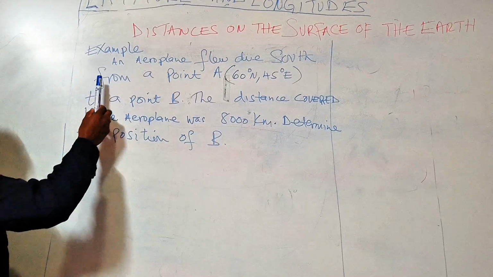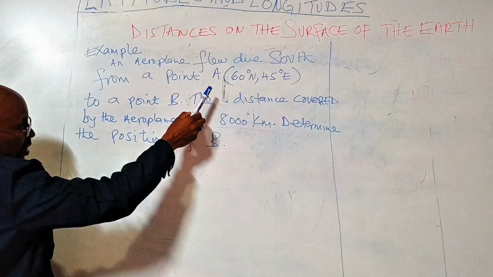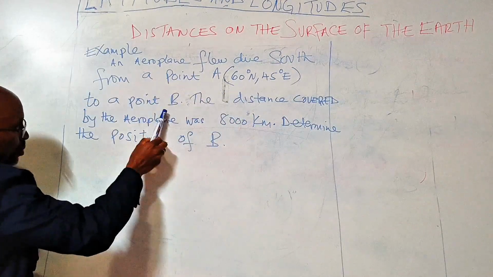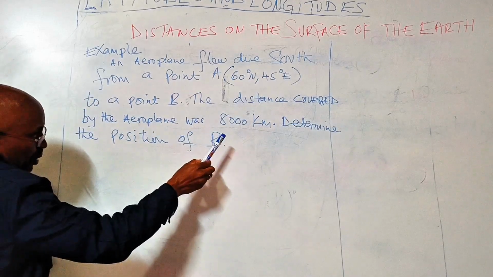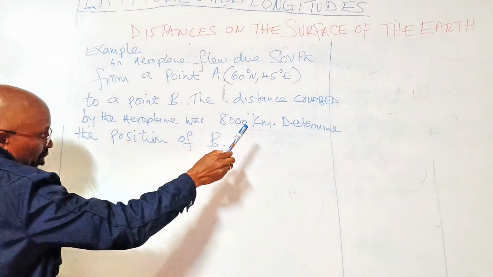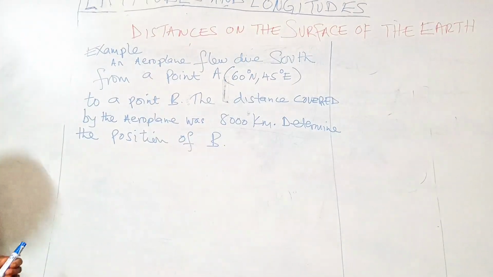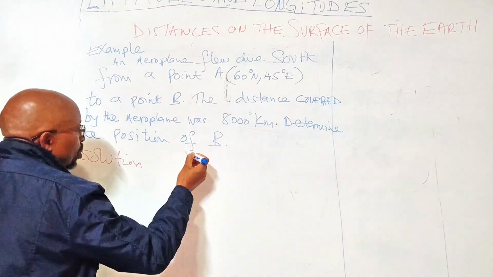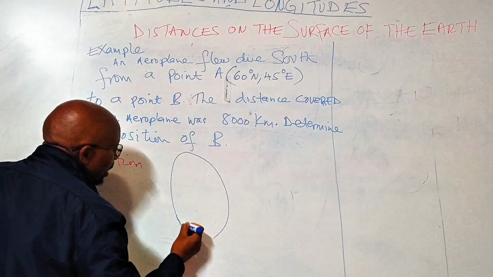An example here, a plane flew due south from a point A, which is 60 degrees north, 45 degrees east, to a point B. The distance covered by the airplane was 8,000 kilometers. The question is, determine the position of B. For the solution, we need a rough sketch of the globe to guide us to get where the points B and A are.